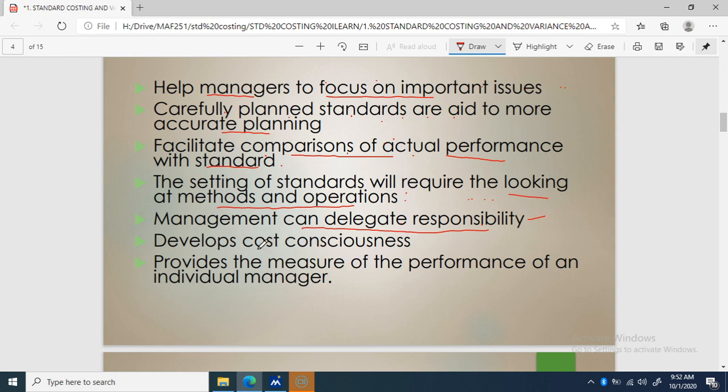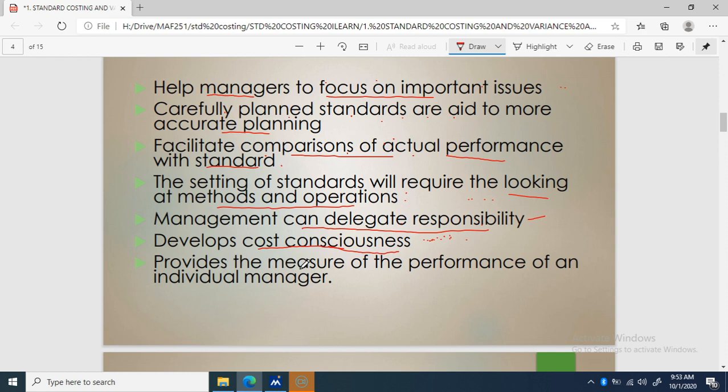And then develop cost consciousness. Okay, when we set the standard, let's say the example just now is the purchase department. So when we set the standard purchase cost of material, one unit is 10 ringgit, they have to find out the supplier that can give the price of 10 ringgit per unit. So you have cost consciousness developed in the company among the employees.